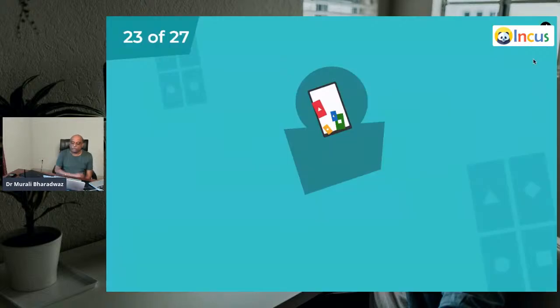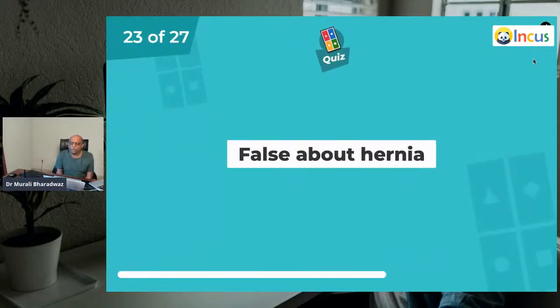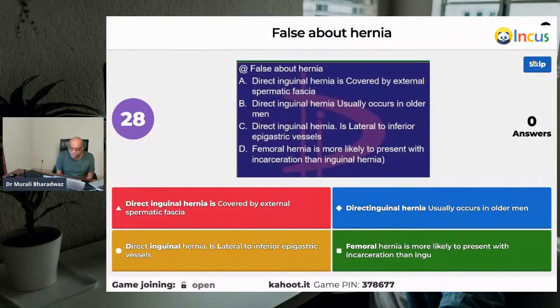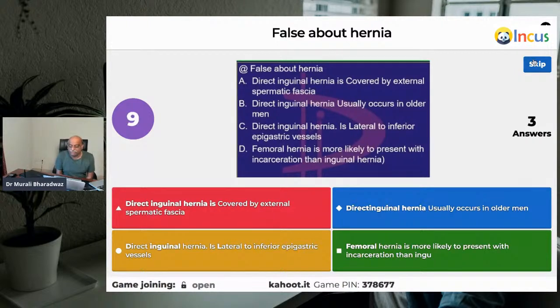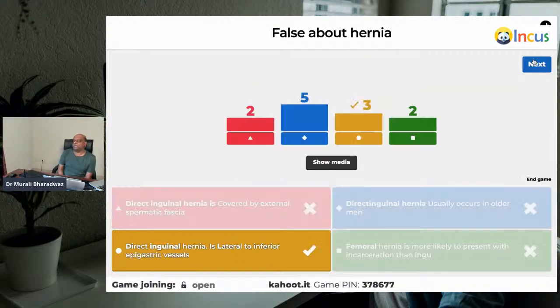So now, what is wrong about hernia is a very important question. Hernia is one topic, doctor, without which there is no question paper. What is wrong about hernia? Do you think a direct inguinal hernia is covered by external spermatic fascia or internal spermatic fascia? Which is more common in older people who have a weak abdominal wall, direct or indirect? Oh, no, no. Only 3 students doing correct. Not acceptable, doctor. What is the most wrong answer?